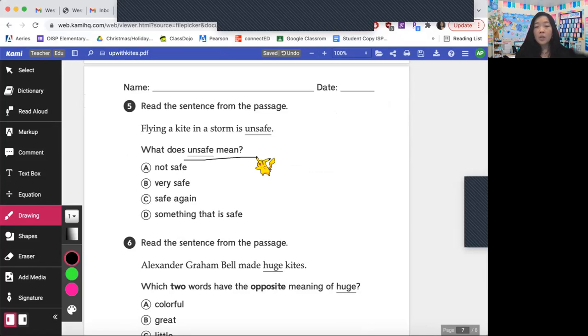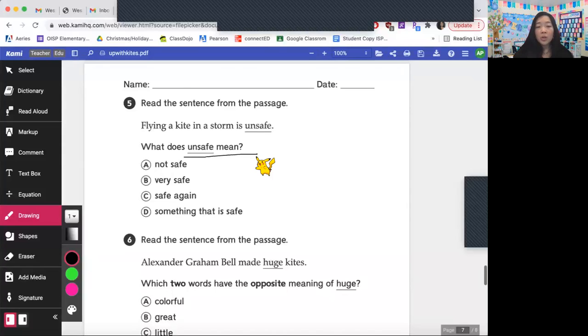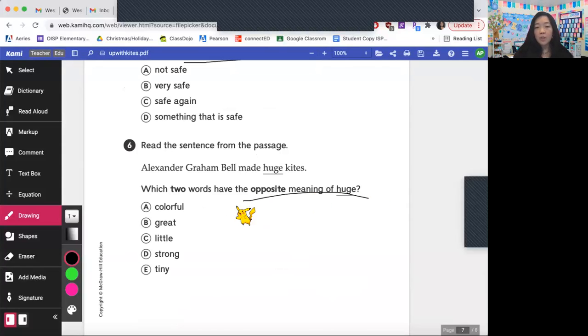Number 6, read the sentence from the passage. Alexander Graham Bell made huge kites. Which 2 words have the opposite meaning of huge? And I'm also going to highlight 2 words because even if you choose one that's correct, you aren't going to get full credit if you don't pick 2.